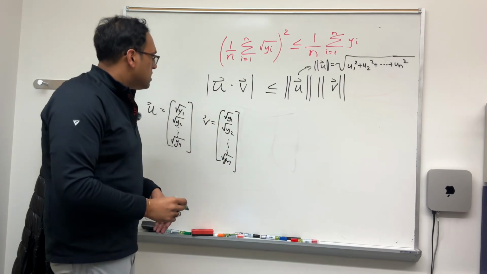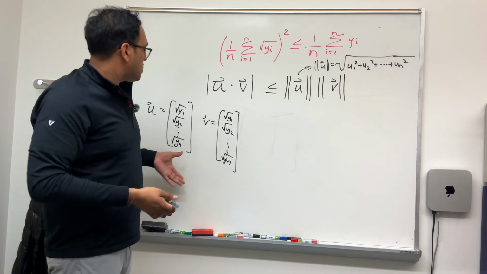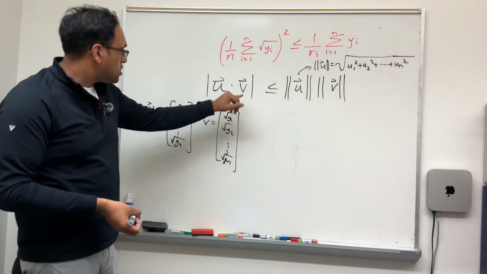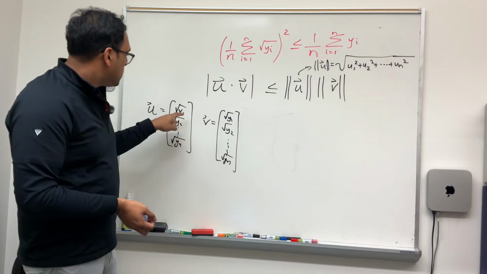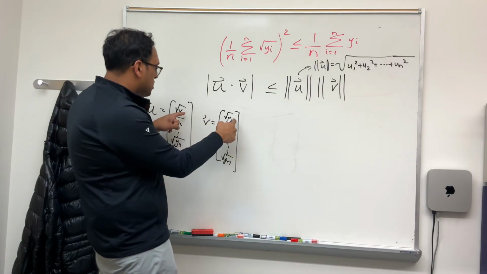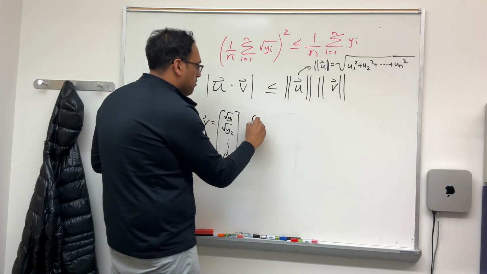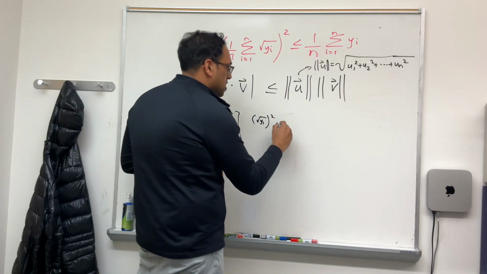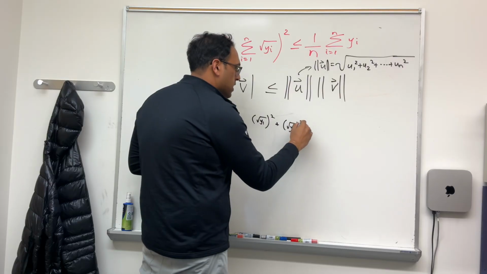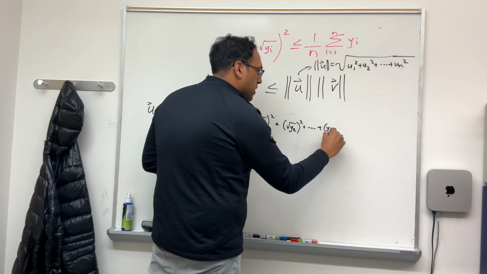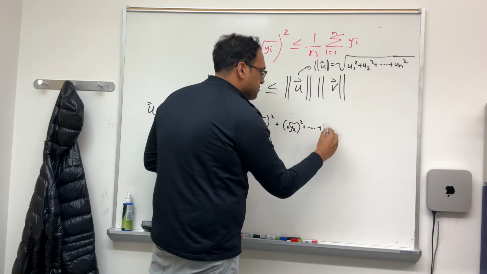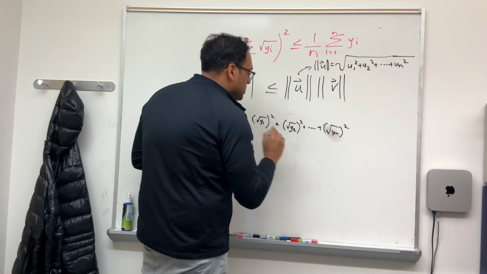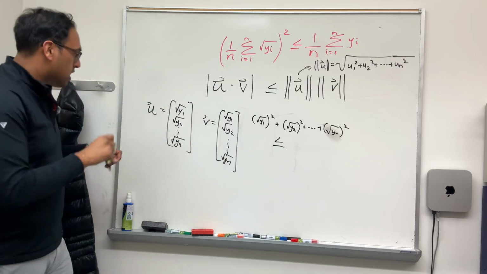Okay. Let's just plug this u and this v into the inequality and see what it gives us. Well, on the left, we're going to have the dot product of u and v. Well, what does that give us? u dot v is going to be the square root of y1 times the square root of y1. So it's going to look like the square root of y1 squared plus the square root of y2 squared all the way through the square root of yn squared. That is all less than or equal to the length of u.